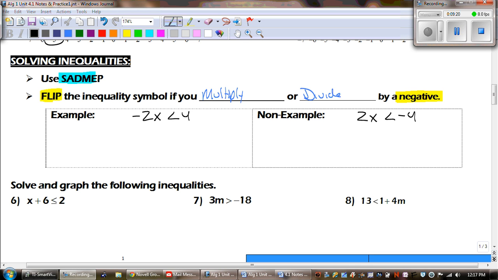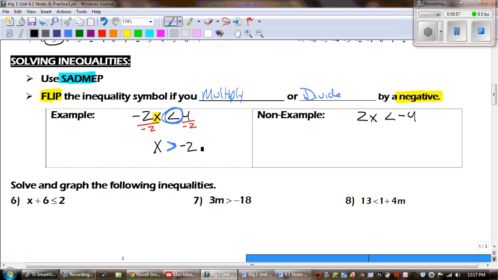Okay, so there are my 2 examples. Now, the first one, I need to solve for x because the x isn't by itself. So what that means is I have to divide by a -2, divide by a -2, and as soon as I'm dividing, I have to flip that sign. Okay? Now, the x is all by itself, and 4 divided by -2 is, that's right, -2. So x is greater than -2.